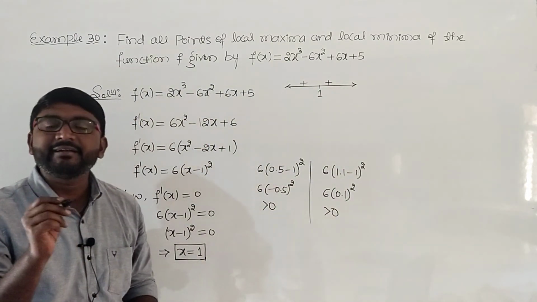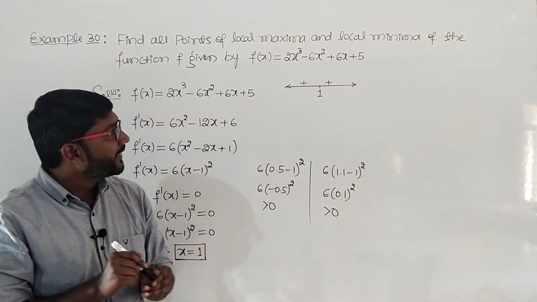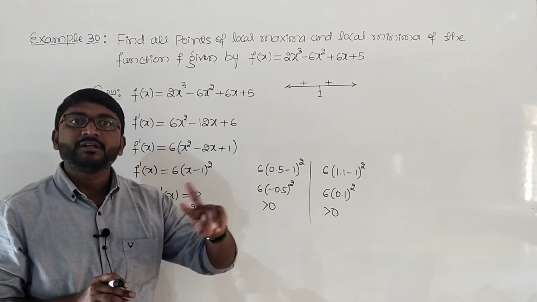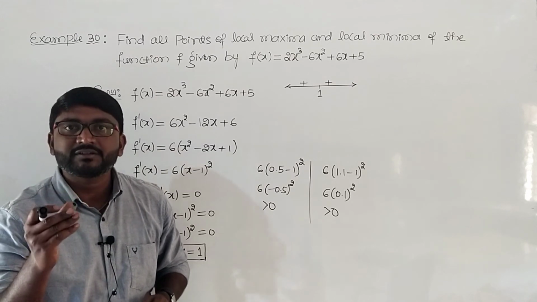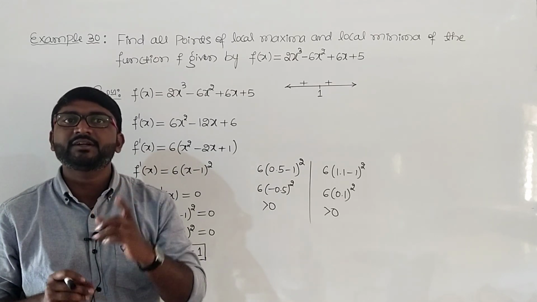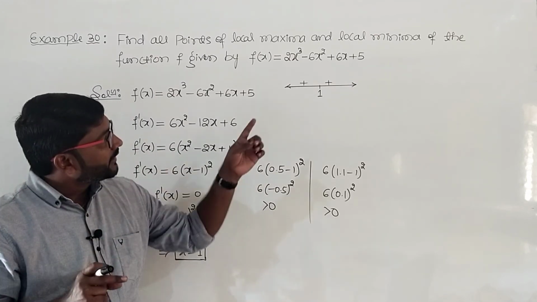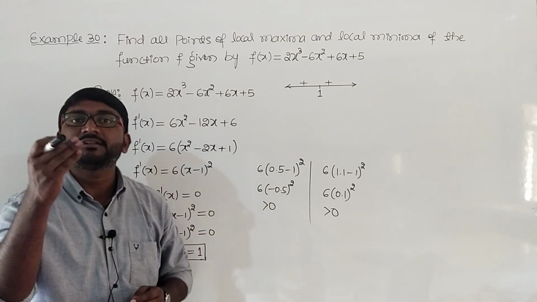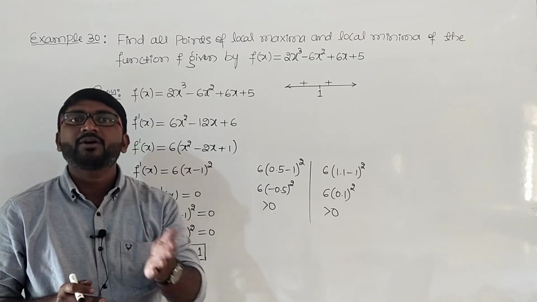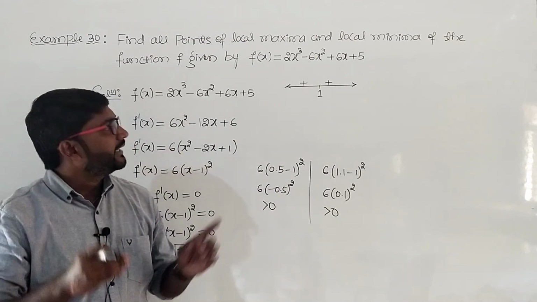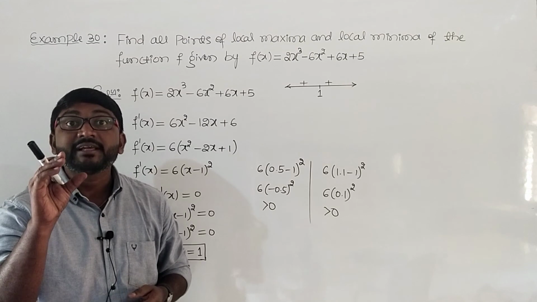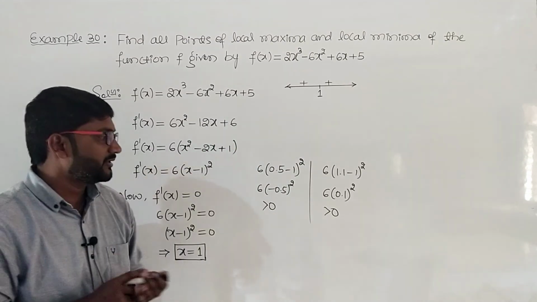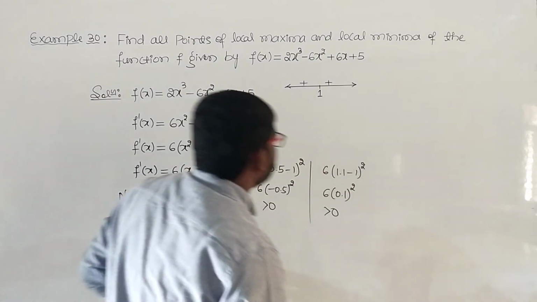So what does it indicate? Close to 1, to the left of 1 and to the right of 1, the sign of f dash of x is not changing. That means f dash of x does not change sign around 1. Therefore this indicates that x equal to 1 is neither a point of local maxima nor a point of local minima. In fact x equal to 1 is a point of inflection, because the sign of f dash of x is not changing. That is why it is a point of inflection.